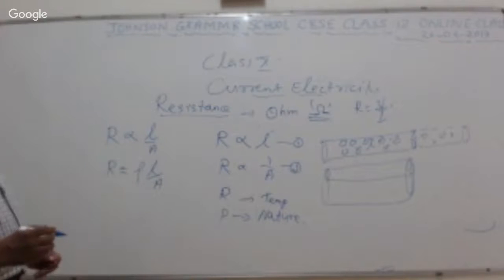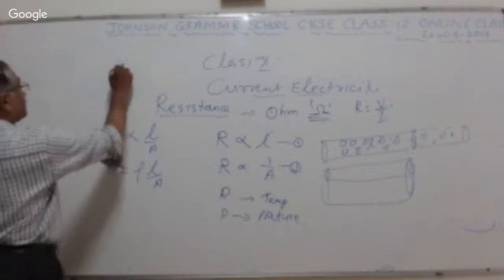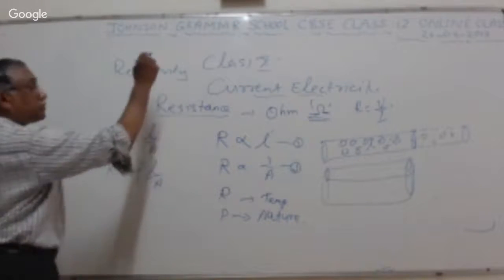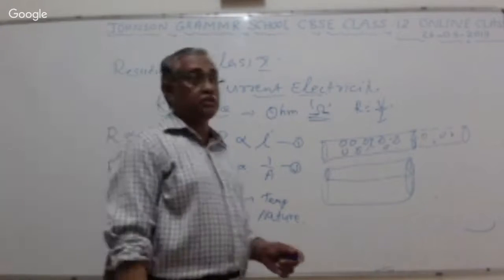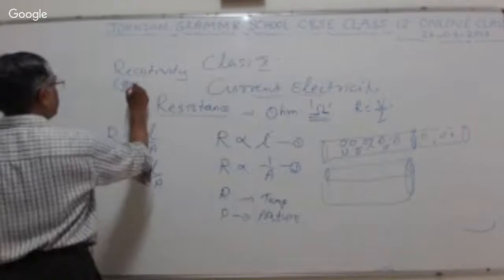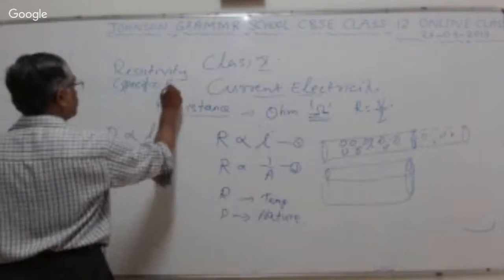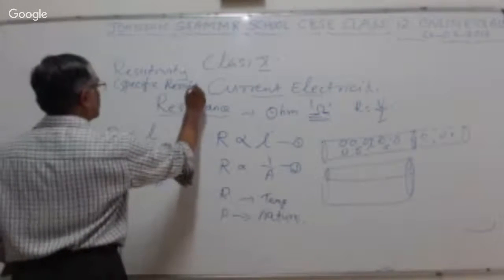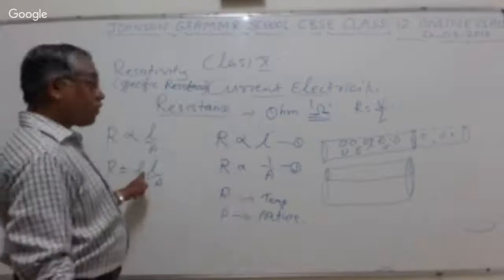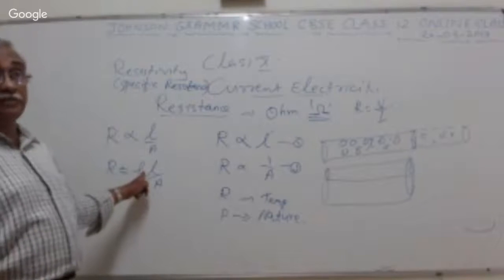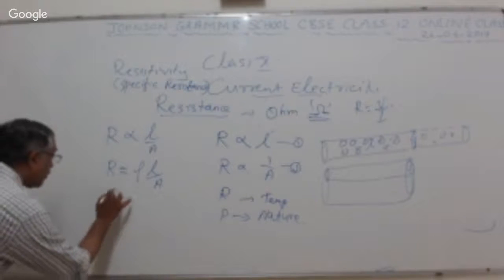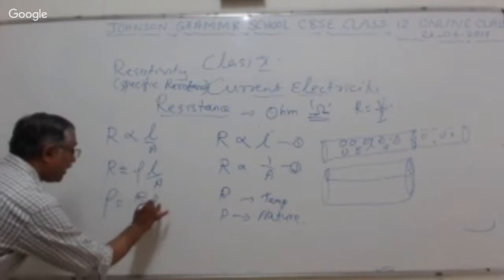This rho is what we call resistivity. What do you call that? Resistivity. Or it is also known as specific resistance. Resistivity or specific resistance. This rho depends on the material, or what kind of element we use there. So rho is equal to R A by L.